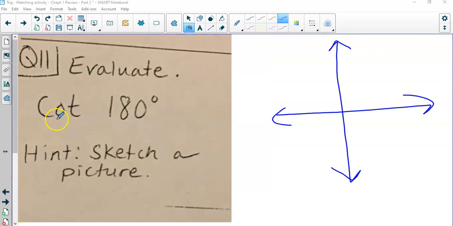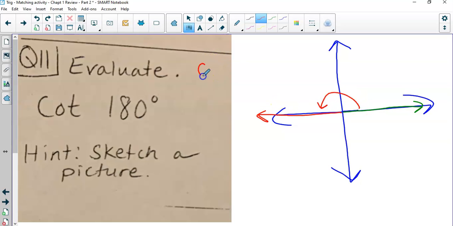So this time I'm evaluating the cotangent of 180. And again, it says sketch the picture. So I went ahead and drew out the x and y axis, and I'm going to draw an angle in standard position. Starts here, rotates around counterclockwise. 90, 180 means it's going to be this line. So this is my 180 degree angle.